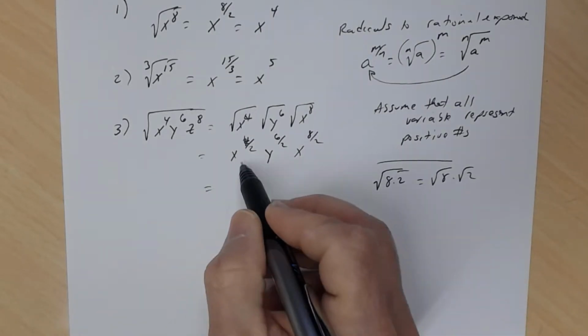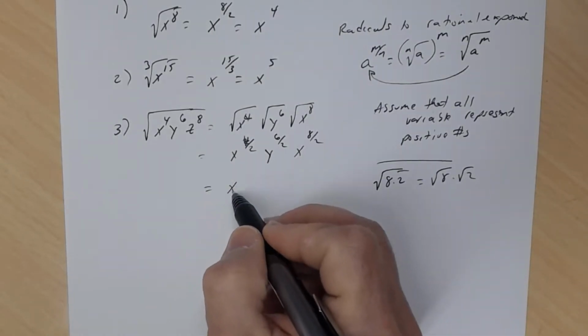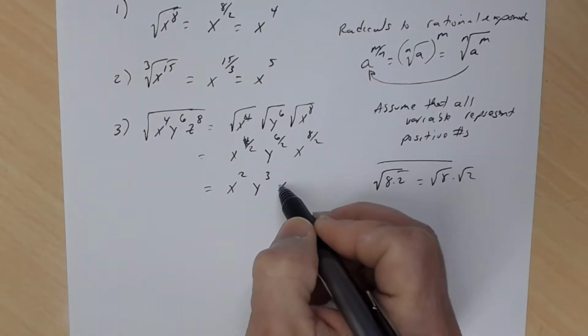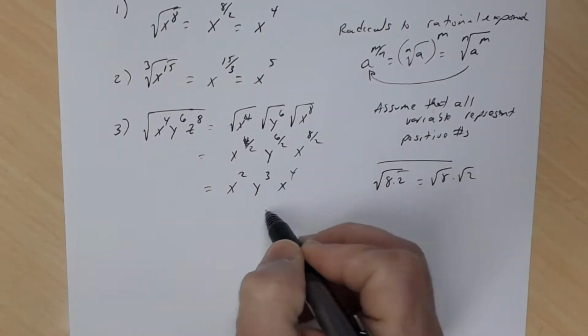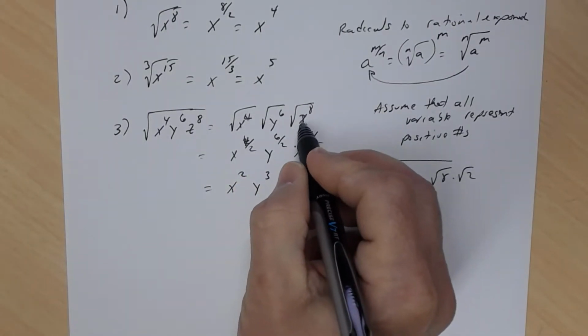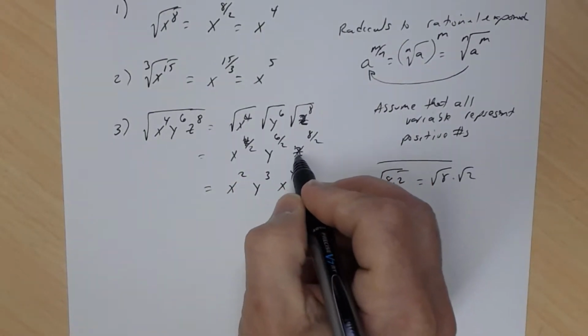And then your answer would be x squared, y cubed, because 6 divided by 2 is 3. And then 8 divided by 2 is 4. Oops, that should be a y. X, y, z, sorry, z. Z, z.